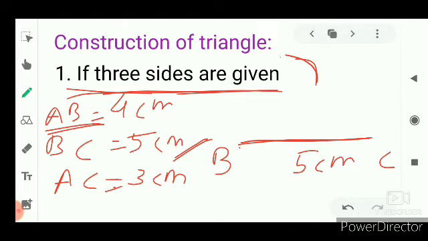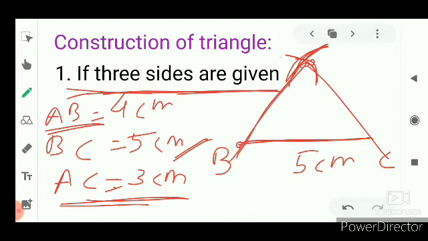Then this was BC. After that we will take a distance of 3 cm in the compass and make one arc from C. Then we will join the point of intersection to points B and C. This was the point A. This was 4 cm and this was 3 cm. In this way we will draw the triangle if 3 sides are given.